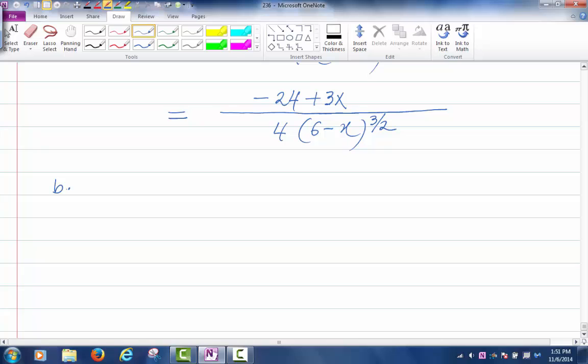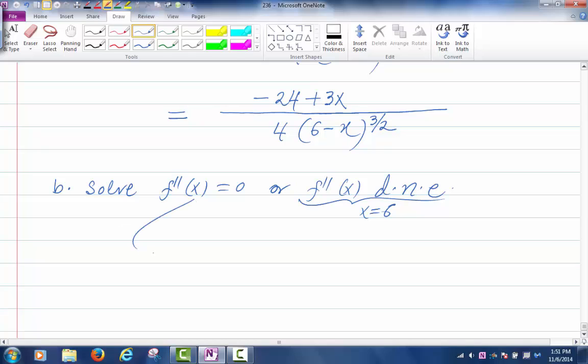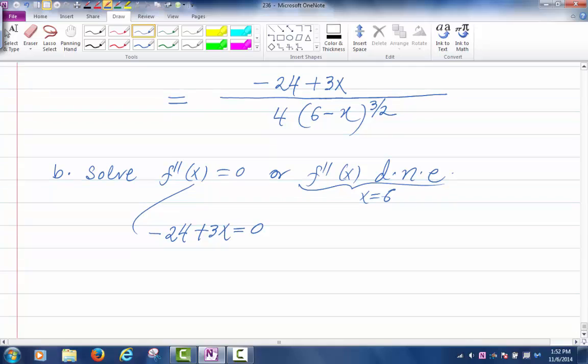Step number B would be I have to solve the second derivative is 0, or the second derivative does not exist. Again here, same thing as the endpoint at 6. The second derivative is 0 exactly when the numerator, negative 24 plus 3x, is 0, and which would tell me x is what? x is 8, right? Yeah.